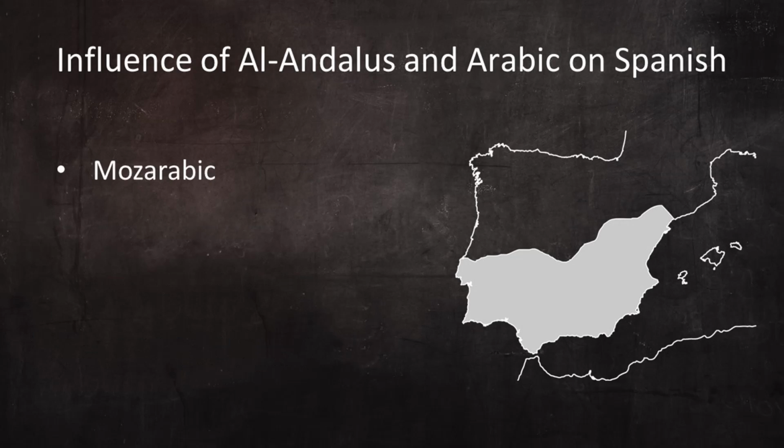Mozarabic. As Christians retook territory, Mozarabic speakers were assimilated into the growing Christian kingdoms. Since Mozarabic was heavily influenced by Arabic, it acted as a bridge for transferring Arabic vocabulary into the languages of the north.